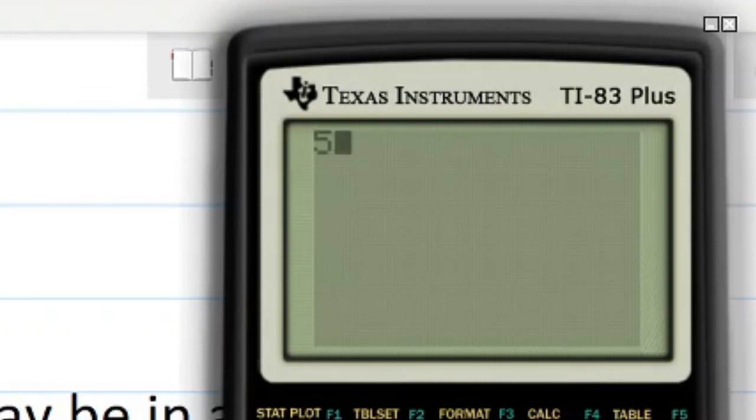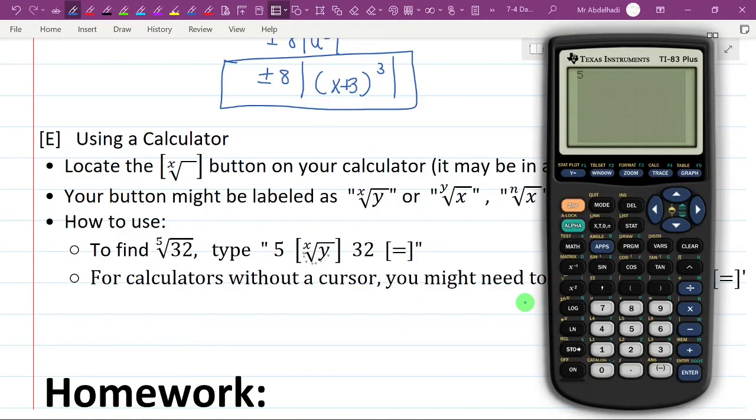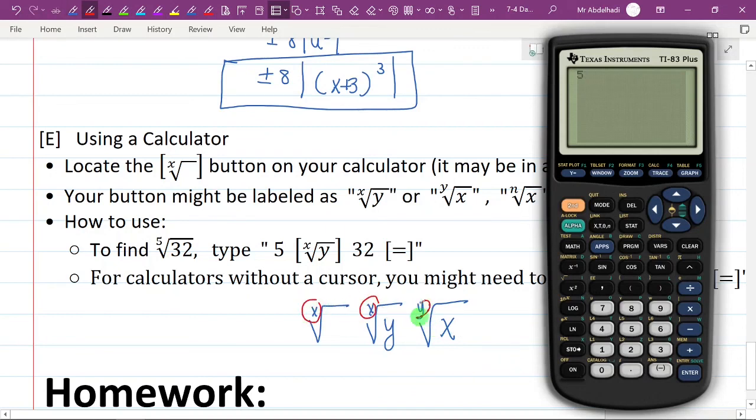And then you find whatever button it is. It usually looks like this thing right here, which is a root with a little x or an n or something like that over here. So you might see a button that looks like this. You might see a button that has a y in there. I've seen some calculators where this is an x and this is a y. It really doesn't matter as long as you have an nth root. You have an index number here. That's the important thing. You have a radical symbol with an index number, and you press that button next.